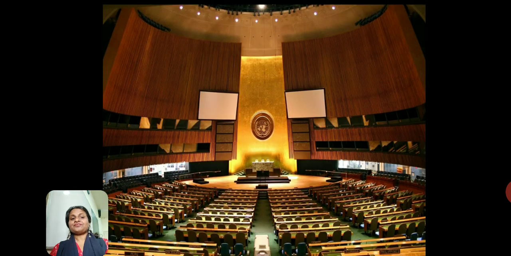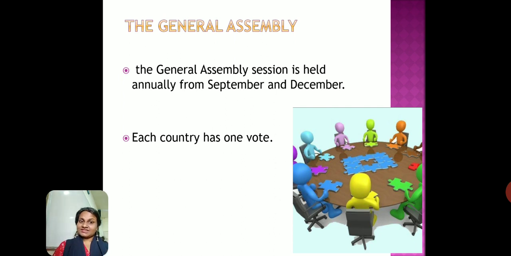I had told you there were 51 founding members of the United Nations. Today the number is much larger. All these countries come together for their meetings during the General Assembly. These meetings are held between September and December. So when are the General Assembly meetings usually held for the member countries? Between September and December. All member countries have to come together and attend these meetings.